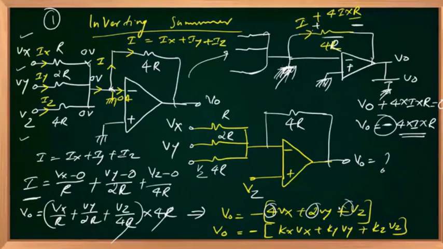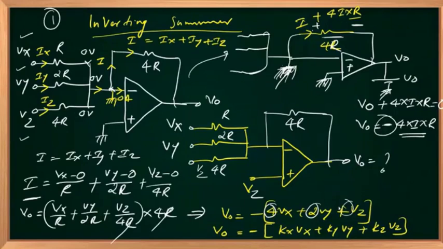We found individual branch currents Ix, Iy, Iz in terms of Vx, Vy, and Vz. We could find it easily because the positive input was grounded, and the negative input was also virtually at ground, zero potential. So Ix equals (Vx minus 0) by R, Iy equals (Vy minus 0) by 2R, Iz equals (Vz minus 0) by 4R. Adding together, multiplying with 4R with a negative sign, R will get cancelled. Right. What about the second case?